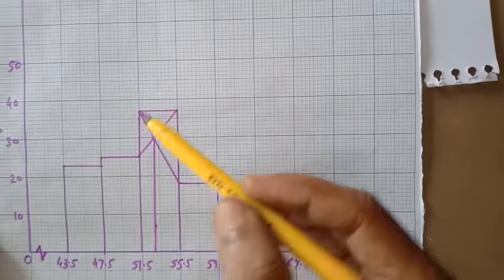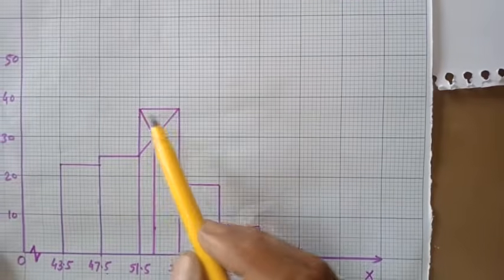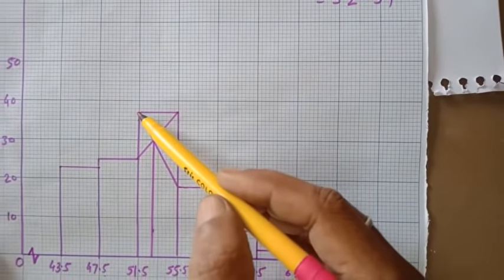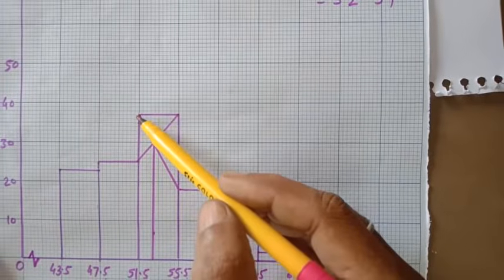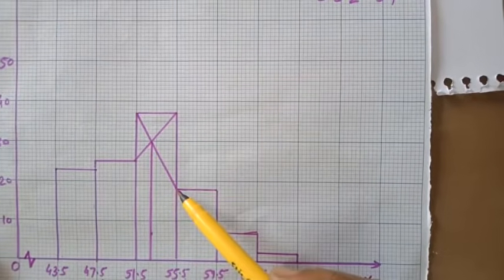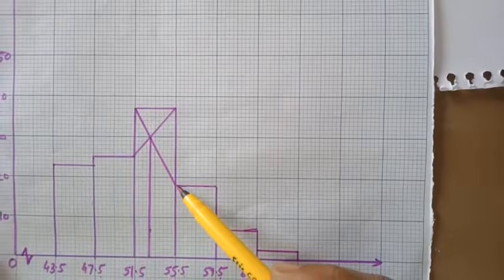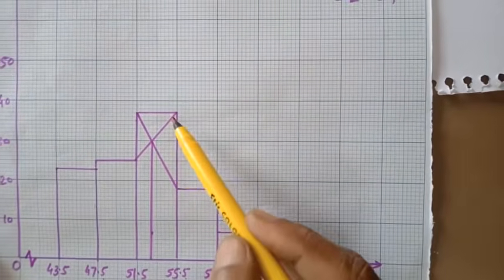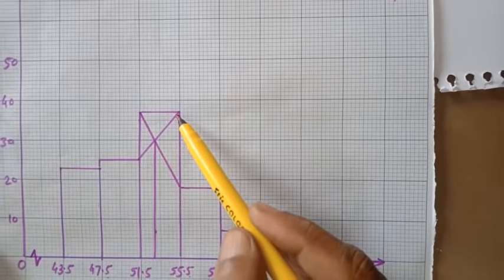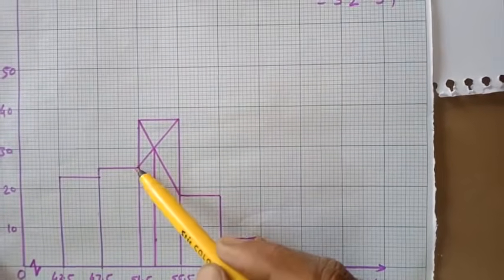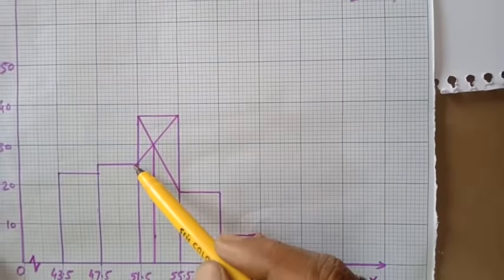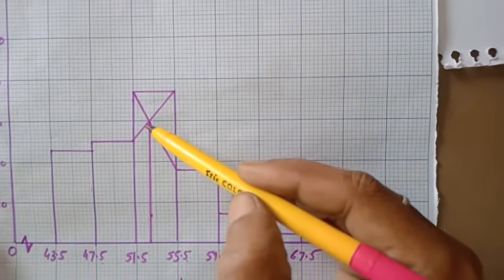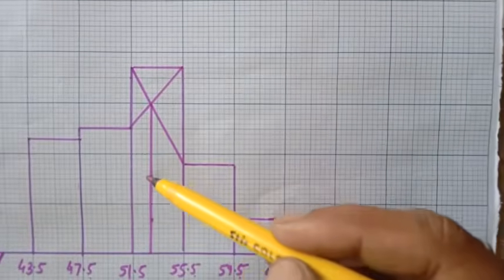So again, we have to take the right and left corners. The top left of the highest one will be connected to the top left of the next one. We can see that we have drawn this line. The top right of the highest one will be connected to the top right of the previous one. Here, then we can see this intersection point. From here we drop this perpendicular.